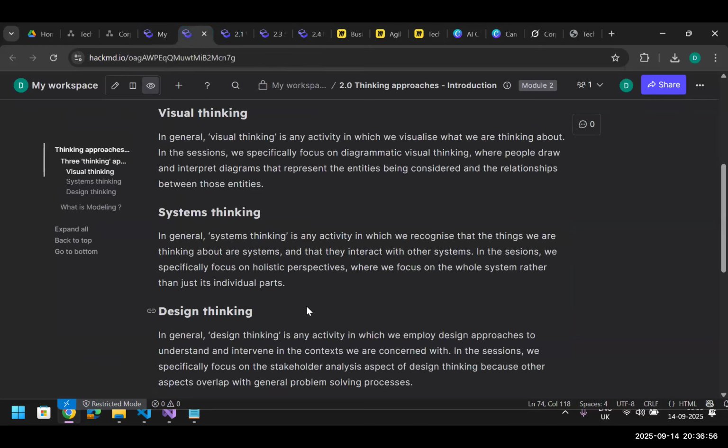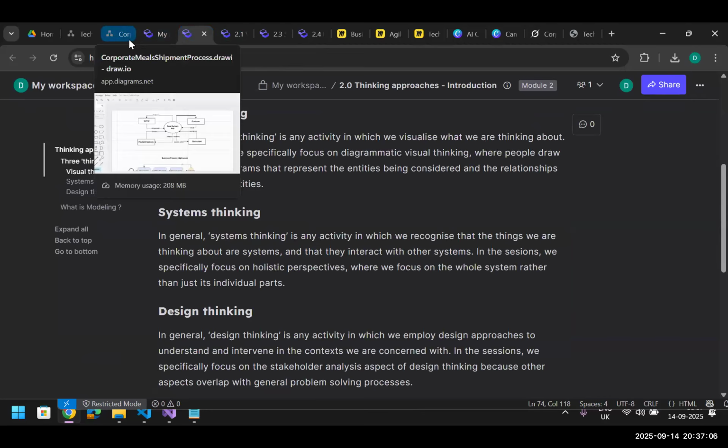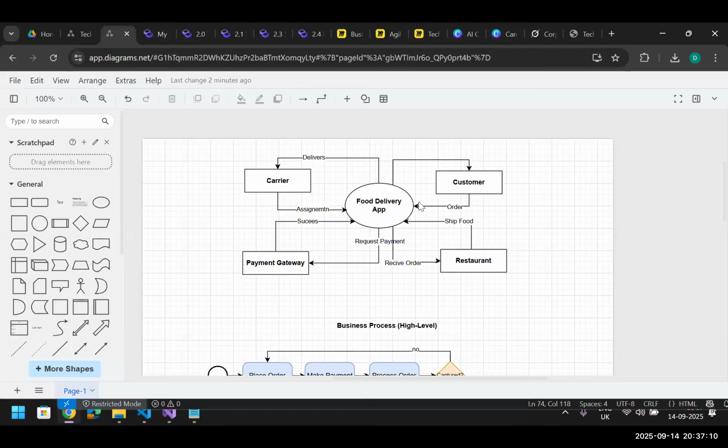And design thinking, what is design thinking all about? When we are trying to understand a problem, let's say we are building something like a corporate food order app. Let's say I'm talking about a corporate food delivery app, with customers, restaurants, and a payment gateway.